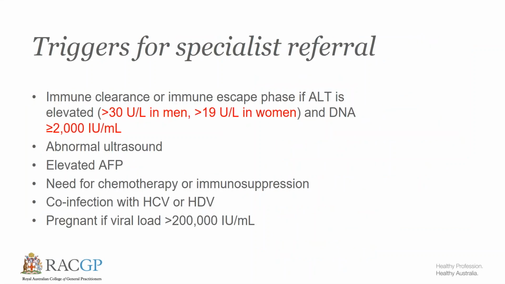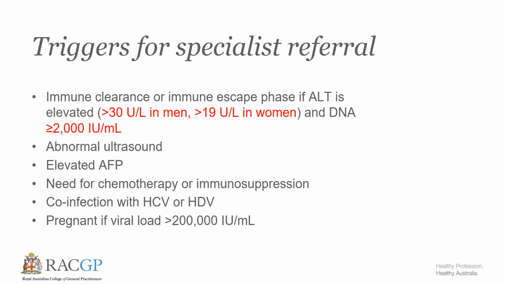All right, and the triggers for specialist referral. So just to summarise, we've really talked about all these things. Patients in the immune clearance or immune escape phase: if the ALT is elevated, that's more than 30 units per litre in men and more than 19 units per litre in women, and the DNA is also above 2,000. You recognise that you might get some small fluctuations from alcohol or something. They don't all need referral just because the ALT is up a bit, so it's in conjunction with a high DNA. Any abnormalities in the ultrasound, or high alpha-fetoprotein.